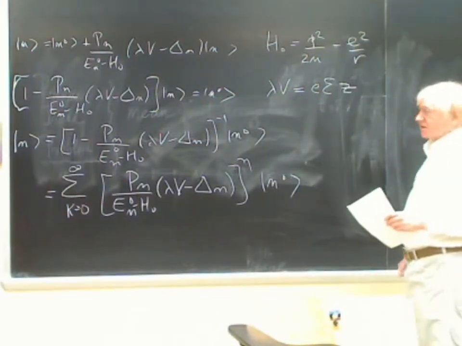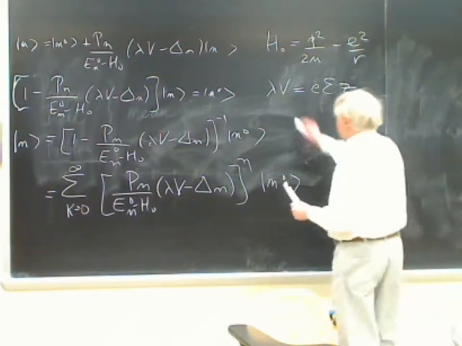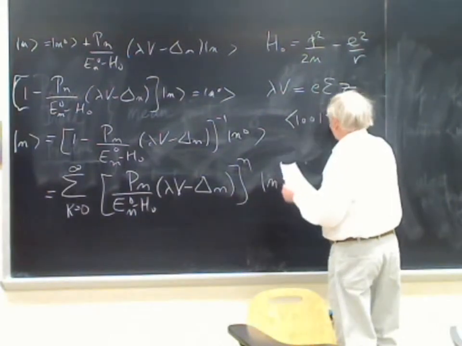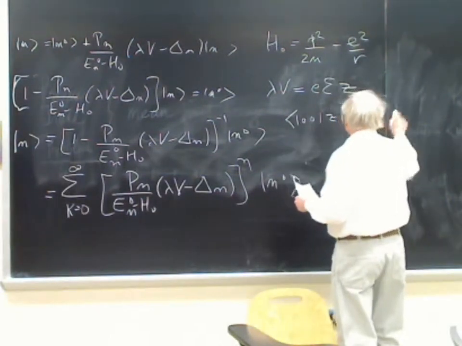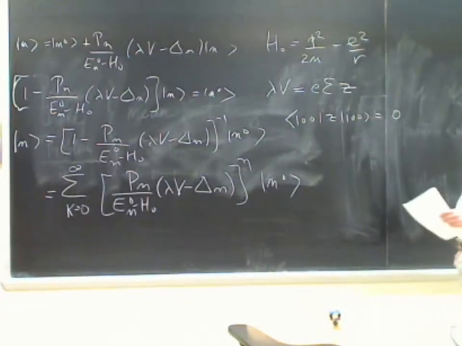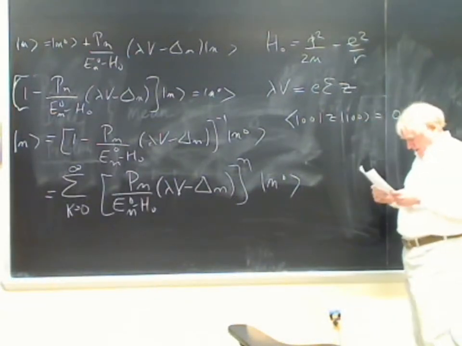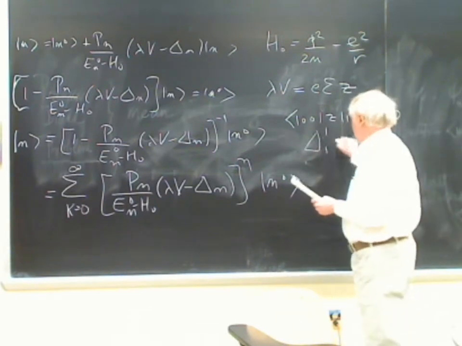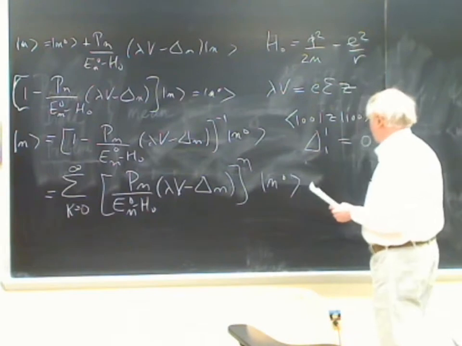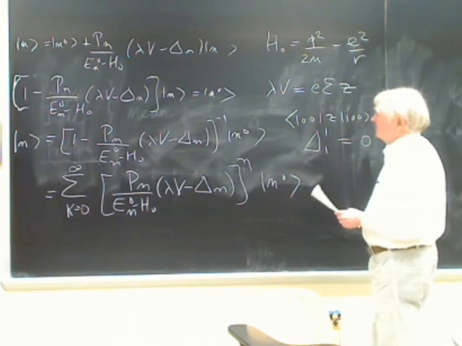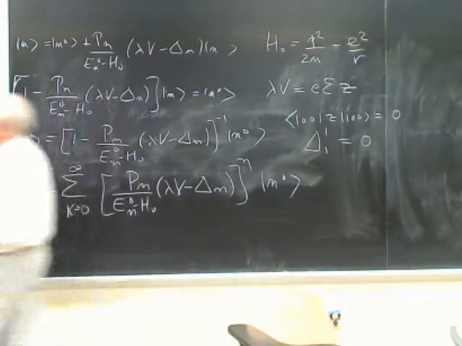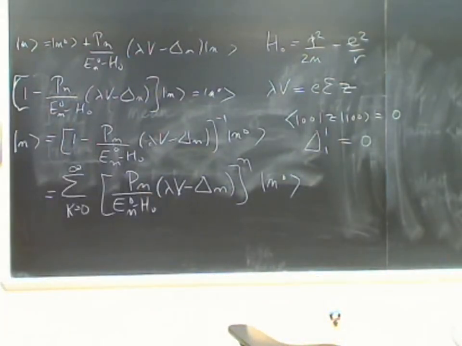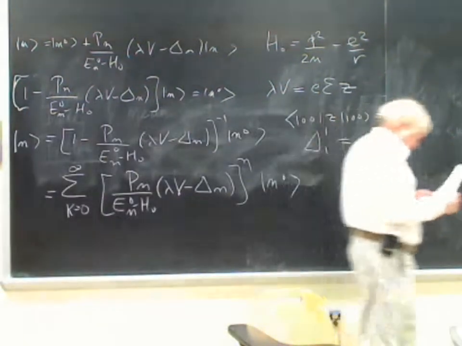What's the first order effect? Well, the first order effect on the ground state, 1, 0, 0, is just 0, as we saw last time. And so delta 1, 1 is 0. I guess we're using 1 for the ground state here, and over here I used 0 for the ground state. Anyway, it's not important.